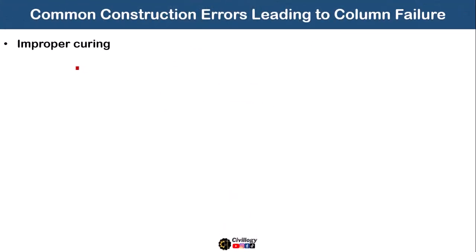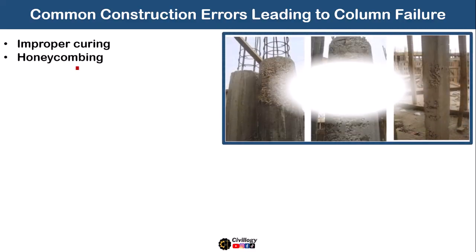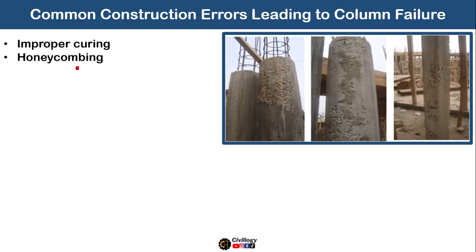Common construction errors leading to column failure. The first one is improper curing. Honeycombing, as you can see over here. Due to poor form work and due to poor mix design, this type of defect can occur in your column, which is called honeycombing.